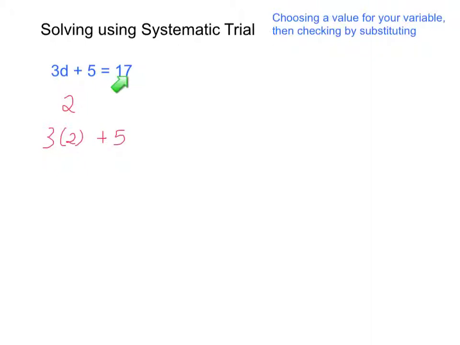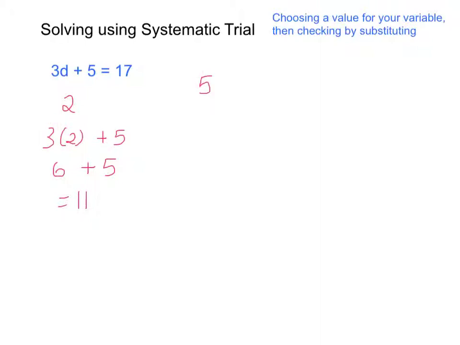So let's just continue to solve this. 3 times 2 is 6. 6 plus 5, that equals 11. So I see 11 and 17 are not the same. So 2 is not the correct value for my variable. However, I do notice 11 is smaller than 17. So that tells me that I have to increase the value of my variable for my next attempt at systematic trial. So knowing that I have to increase the value for my variable, I'm going to choose the number 5.